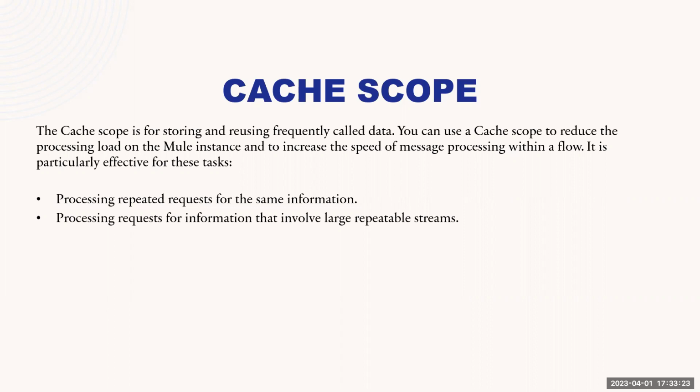And this cache scope is used for two main reasons. One, processing repeated requests for the same information. Two, processing requests for information that involve large repeatable strings. So for example, in your flow, you want to retrieve employee information based on employee ID from a DB, right? Let's say the employee information present in the DB will not change frequently.